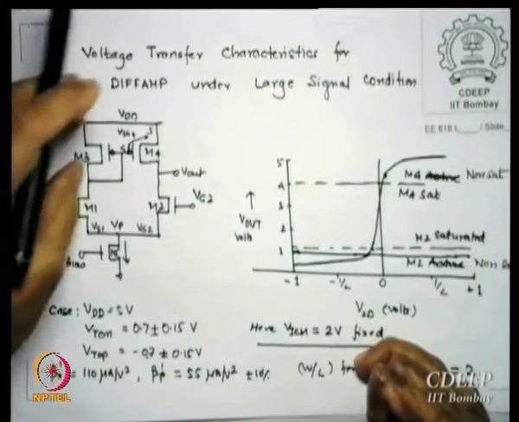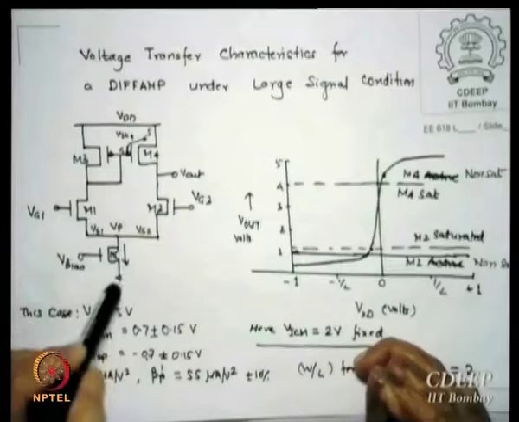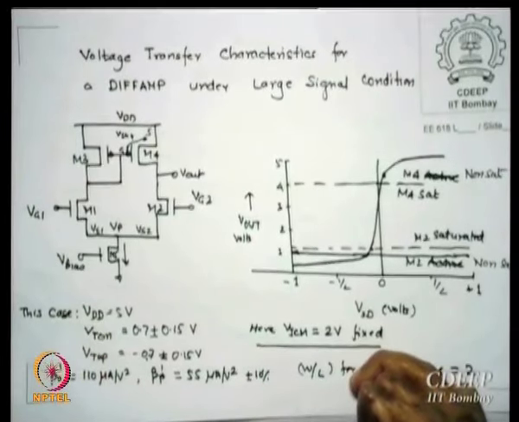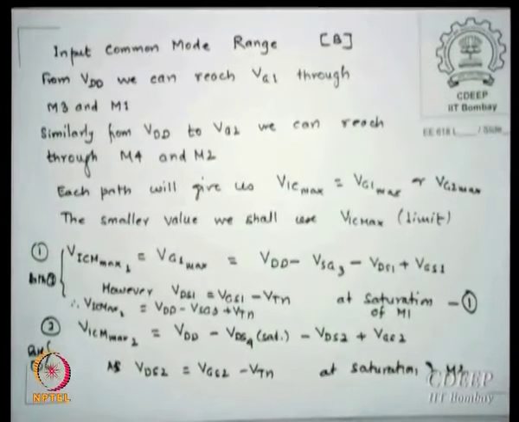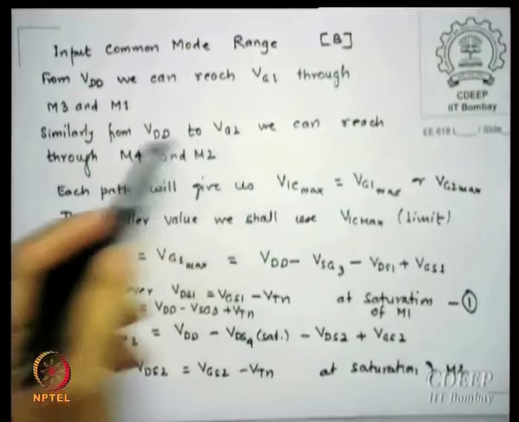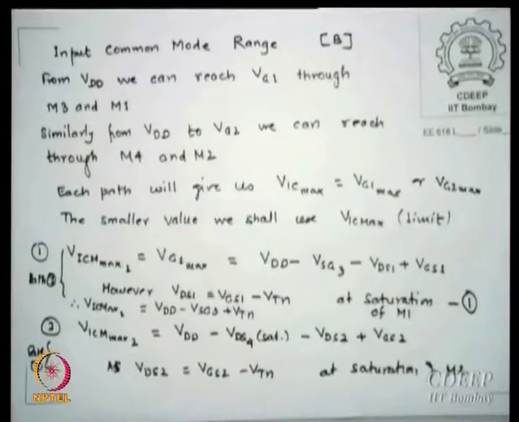Okay. So either I come from here or I come from here, I have the access to reach VG1, and same is true for VG2. Okay, so if this is what I am saying, I have two paths. Same way, similarly there will be two paths for VG2. We can reach through M4 and M2. Is that correct? It's identical. Jo idhar hai, wo idhar hai. Each path will give us VICM max, and we will figure out which one is lesser. Okay. That will be my range.